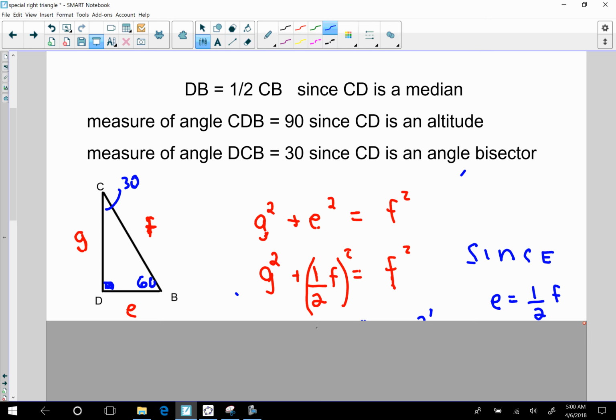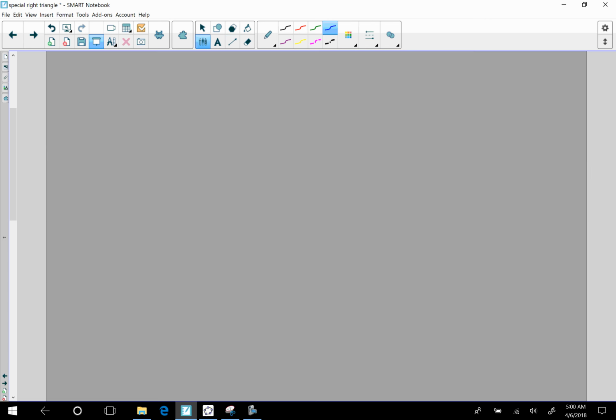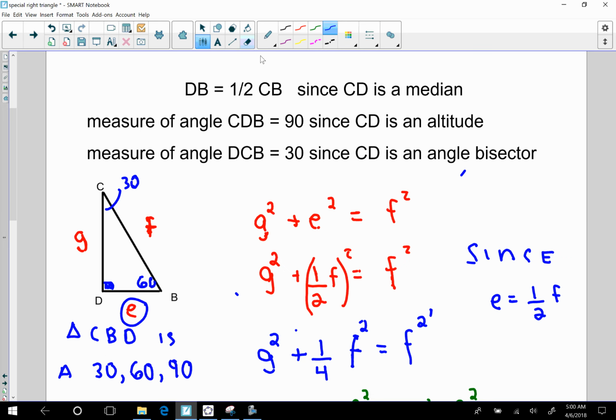We're going to define DB as E. It's going to make it easier to talk about this. We're going to let this side be E, this side be G, and this side here be F, the hypotenuse be F.